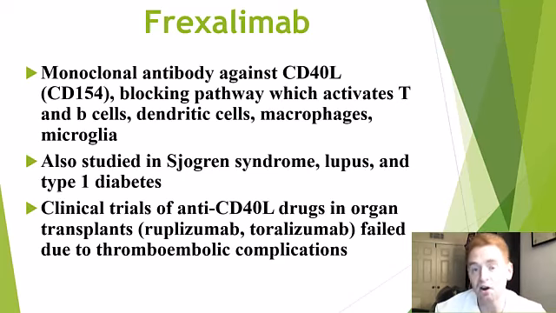It's being studied in other autoimmune diseases as well, such as Sjogren's syndrome, lupus, and type 1 diabetes, but it's not currently used to treat any human disease to my knowledge. In the past, similar drugs were studied in organ transplants to prevent organ transplant rejection, such as ruplizumab and toralizumab, but they were considered to be failures due to the risk of clotting events, such as the formation of blood clots like deep venous thrombosis, stroke, heart attack, that kind of thing, so they're not actually used. For technical reasons, Frexalimab may be safer in terms of the formation of blood clots, although keep in mind very few humans have actually received this drug, so we don't know for sure.